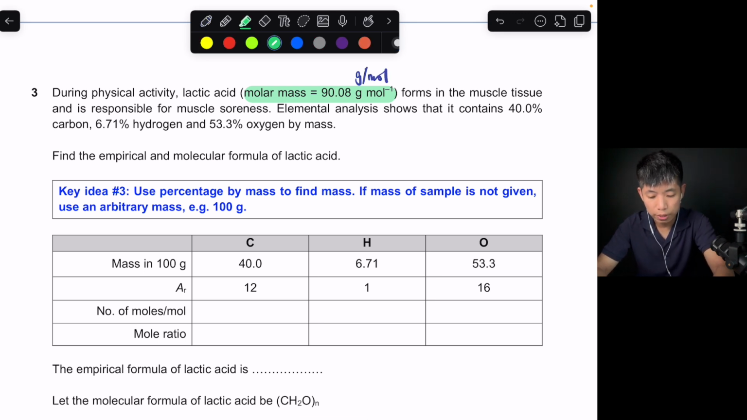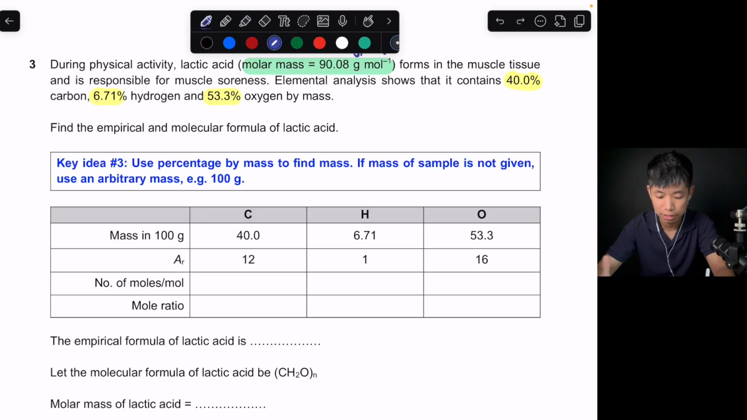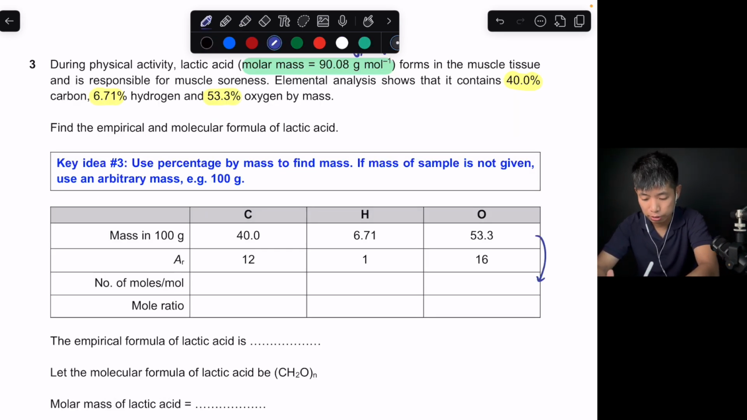This time round, we are not given moles, we are not given mass, we are given percentages. The percentages shown here are by mass. So meaning, if the percentage is 40%, in 100 grams, I will have 40 grams. Okay, so we convert the percentages to mass, then find the number of moles. I think you can do this.